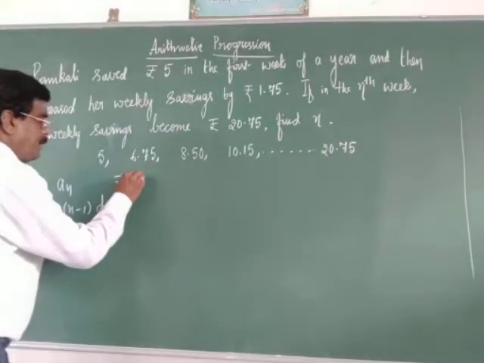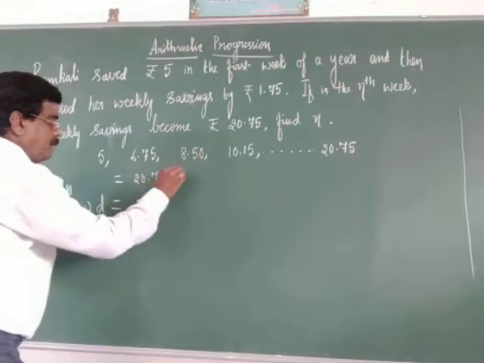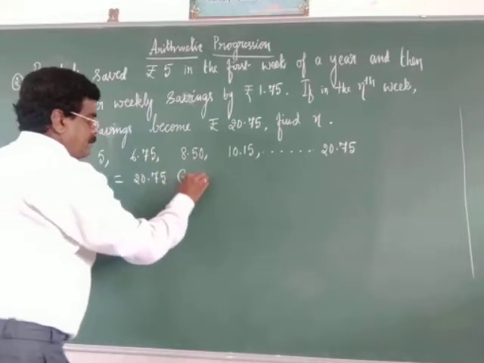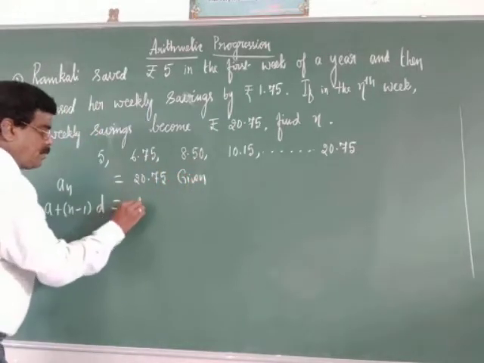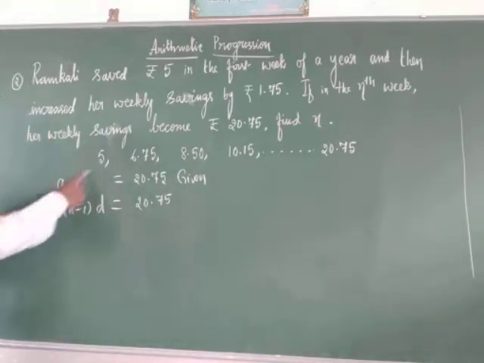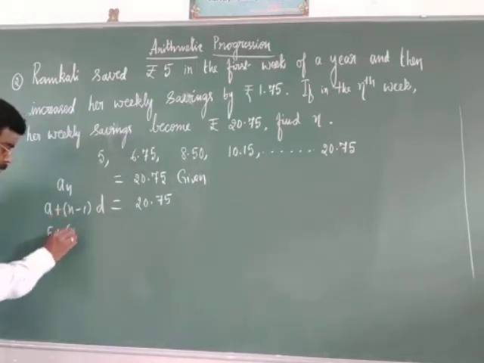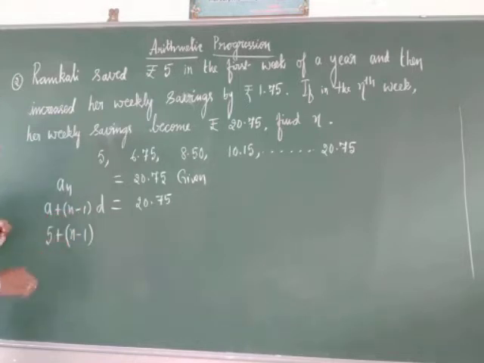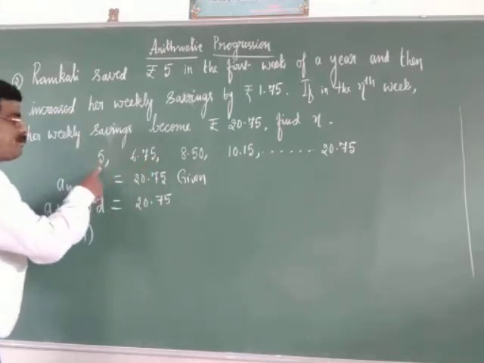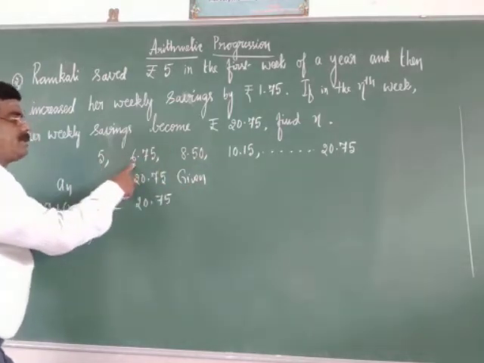That is 20.75. This is given. Again, this is also 20.75 only. Now A means here is first term 5. N means number of weeks. We are supposed to find out. Hold as it is. Then D is nothing but the difference. That is 6.75 minus 5, is 1.75. Again 8.50 minus 6.75.